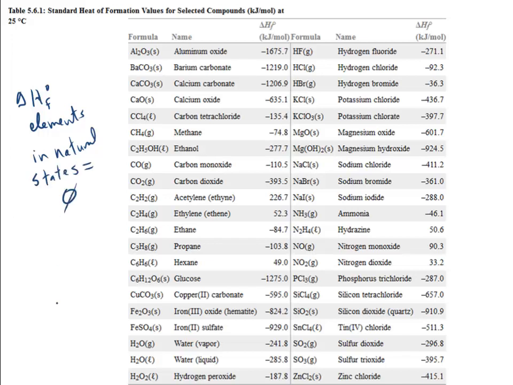equals 0. The reason they equal 0 for elements in their natural states is that, by definition, the heat of formation is to make something from elements in natural states. If it's already an element in its natural state, you don't need to make it, and therefore there's no energy involved. So we're going to use these for determining enthalpy of reaction for lots of different reactions, hundreds and thousands of reactions.